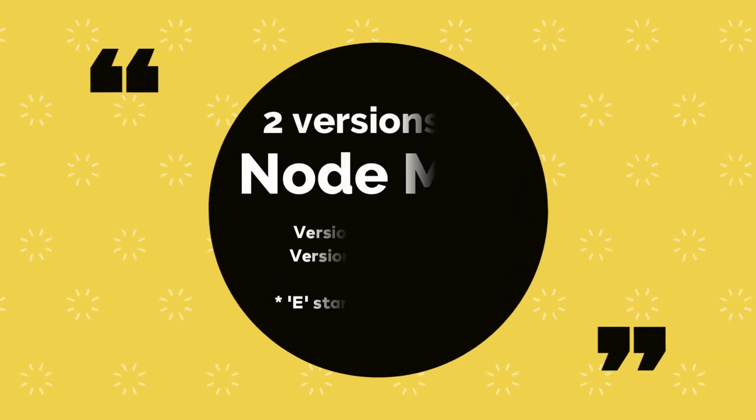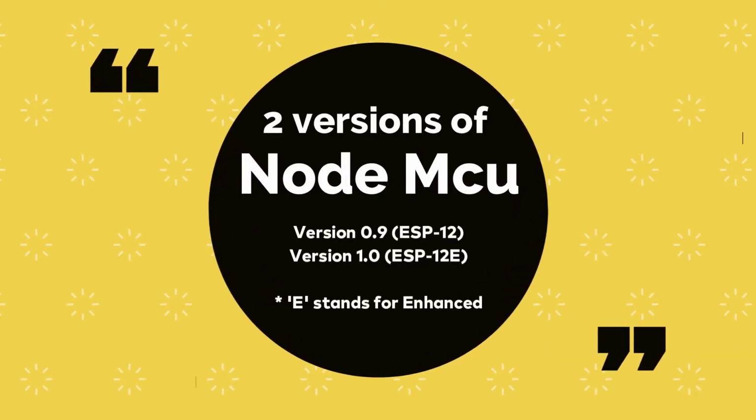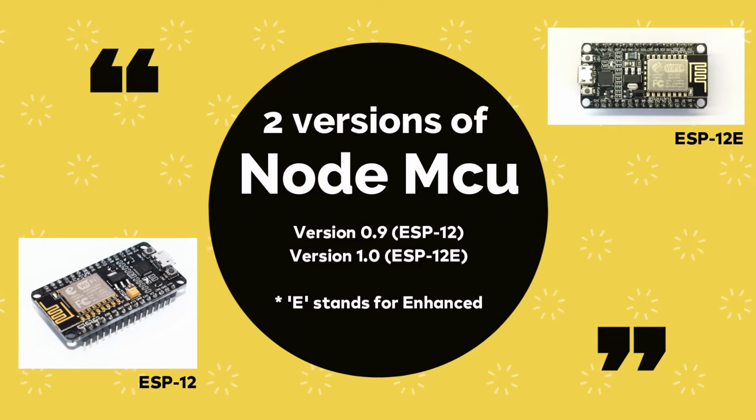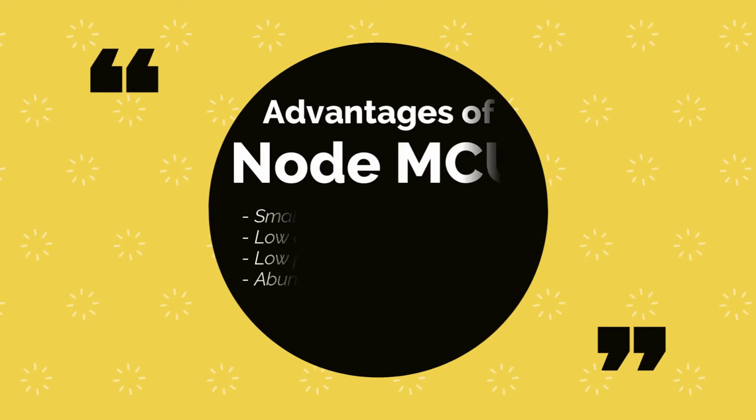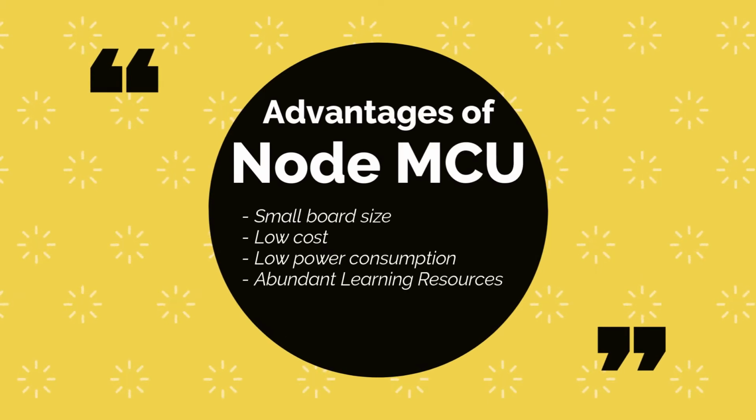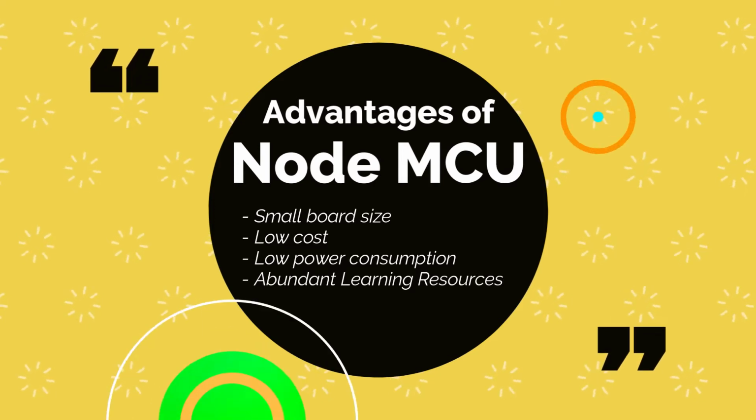There are two available versions of Node MCU, version 0.9 and 1.0, where version 0.9 is also known as ESP12 and version 1.0 also known as ESP12E, where E stands for enhanced. The advantages of the Node MCU are smaller board size perfect for small machines, low cost, low power consumption, and abundant learning resources as it is open source.